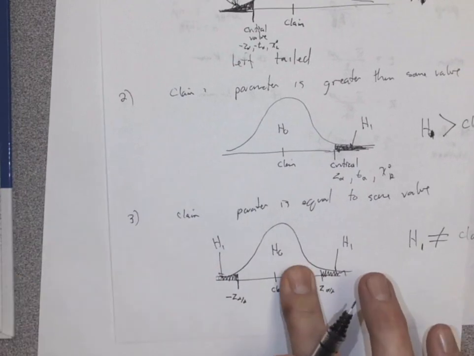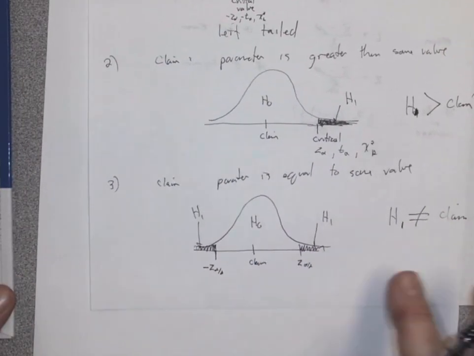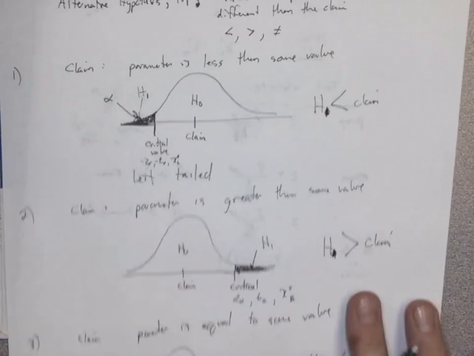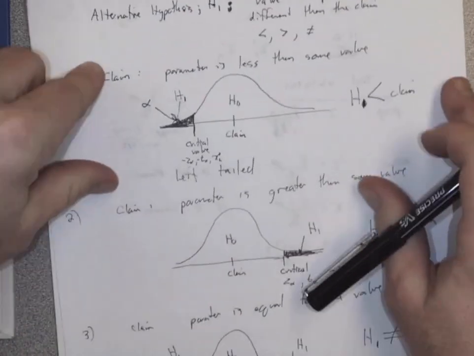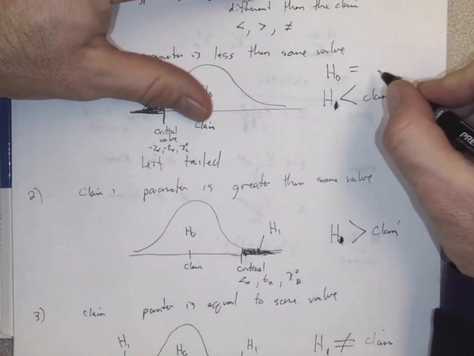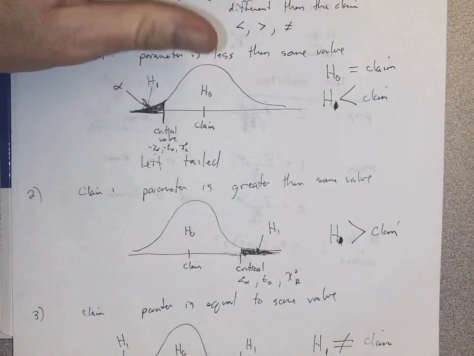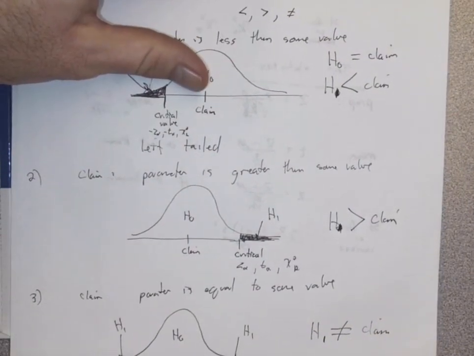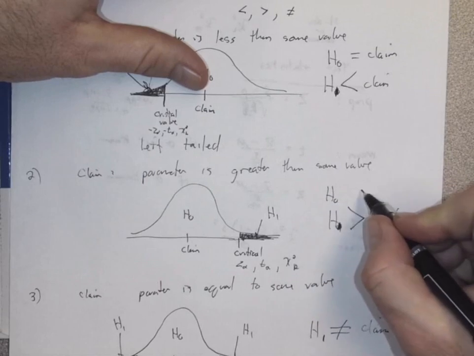If it lives in here, then it's equal to the claim. If it lives in here, then it's not equal to the claim. It's too big. So the way we set up our claims, I kind of set this up already. The very first thing is we say that H naught is always going to be considered equal to the claim. H naught is equal to the claim.